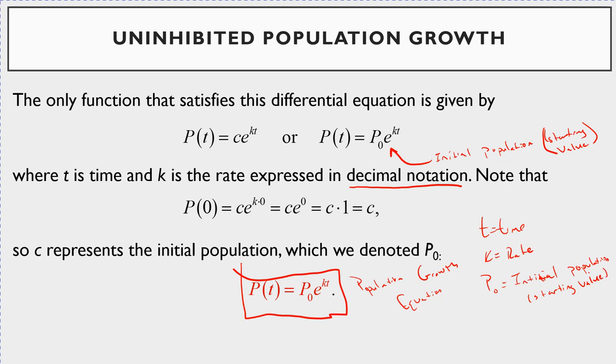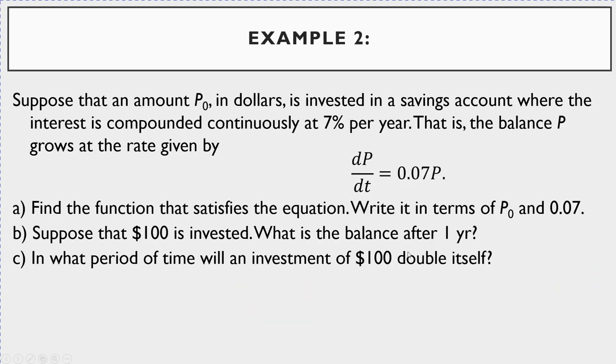All right, I have a bunch of examples of this to help you. I know it might seem like a somewhat confusing topic, so to help it make sense, instead of a population one, I'm going to do a dollar one first. Suppose the amount P sub 0 in dollars is invested in a savings account where interest is compounded continuously at 7% per year. That is, the balance P grows at a rate given by dP/dt equals 0.07P. This is the rate of growth.